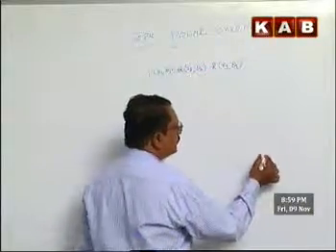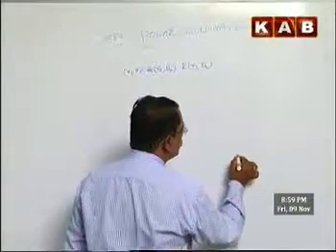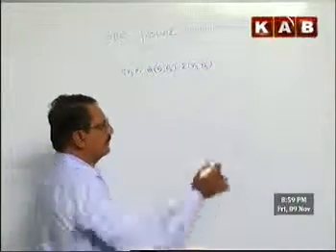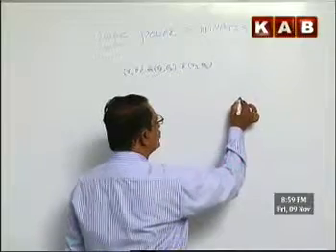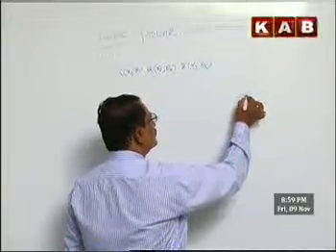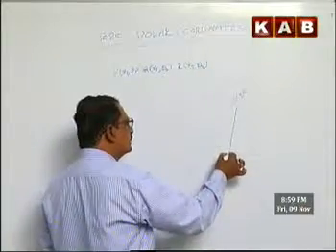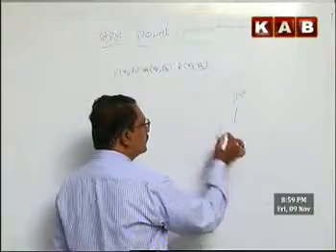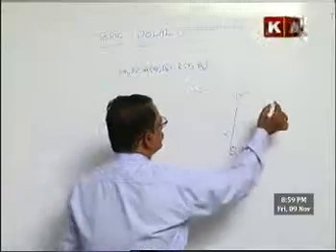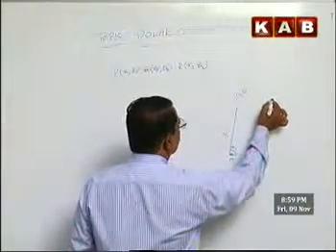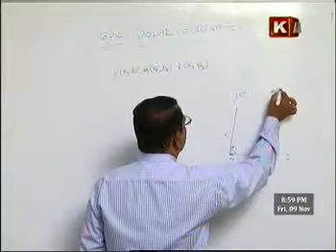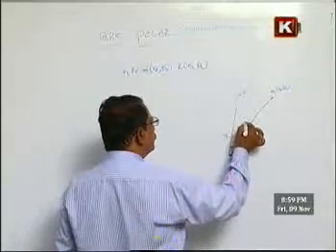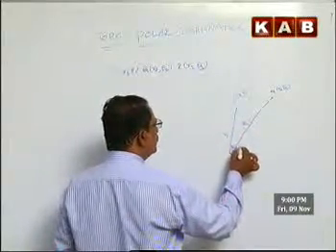First take O as pole, OX as polar axis. First point P (r1, theta 1). Then the distance between O and P is r1, and OP is inclined at an angle theta 1 with the polar axis. Next point Q (r2, theta 2). Then OQ equals r2, and OQ is inclined at an angle theta 2 with the polar axis.